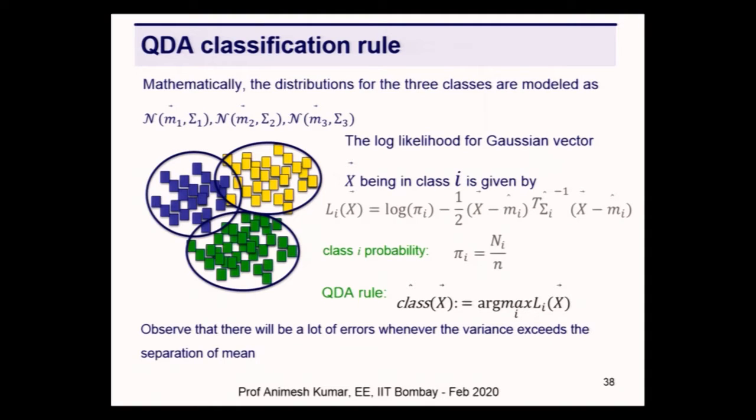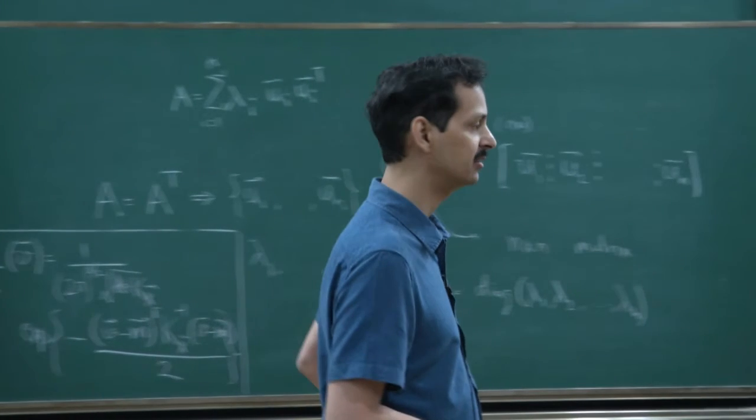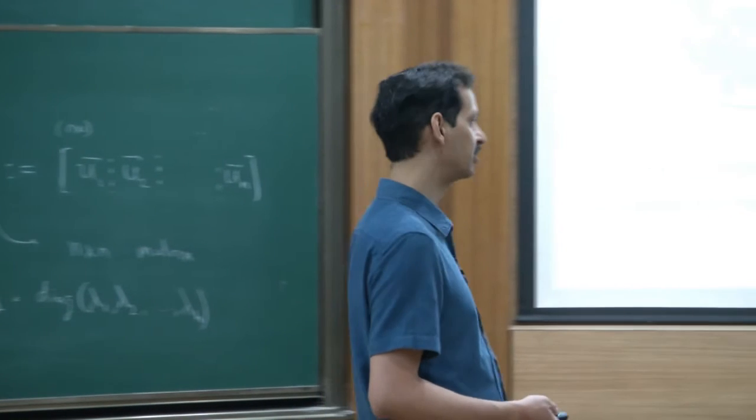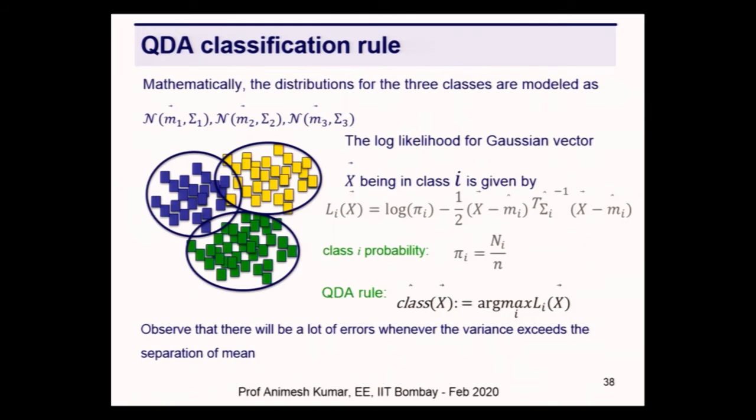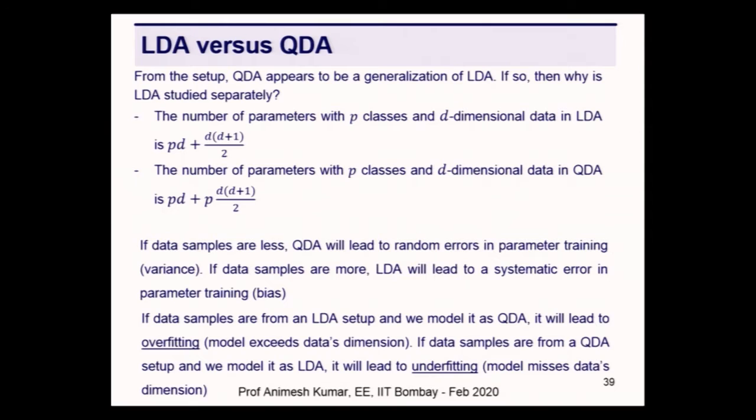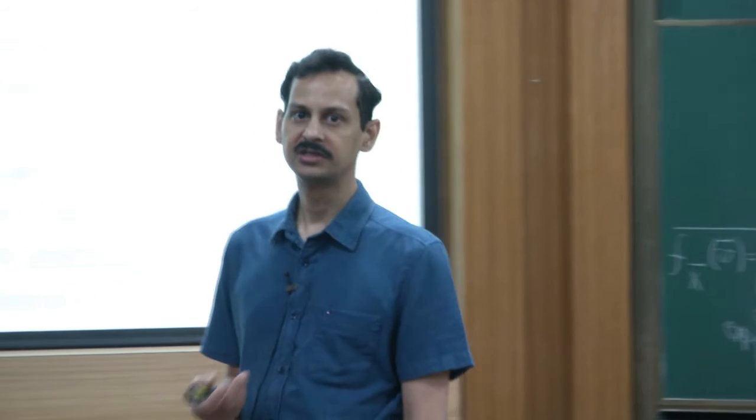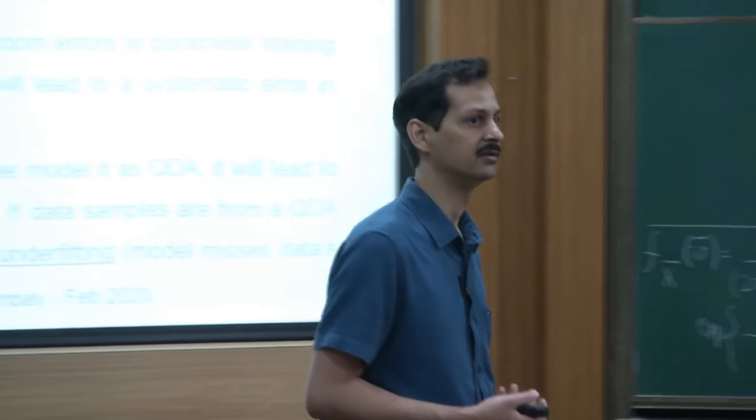Now, when will I see error? If the classes are well separated from each other, then in both LDA and QDA you will not see errors. But there would be a lot of errors whenever the variance begins to exceed the separation of the means. That's something we see in practice. So you may ask, when do I use LDA and when do I use QDA? QDA actually appears to be a generalization of LDA, and because of that, you would feel that maybe it's better to do QDA than LDA.